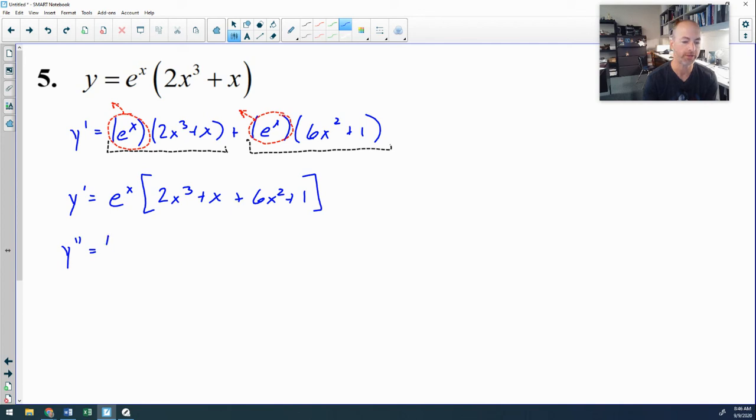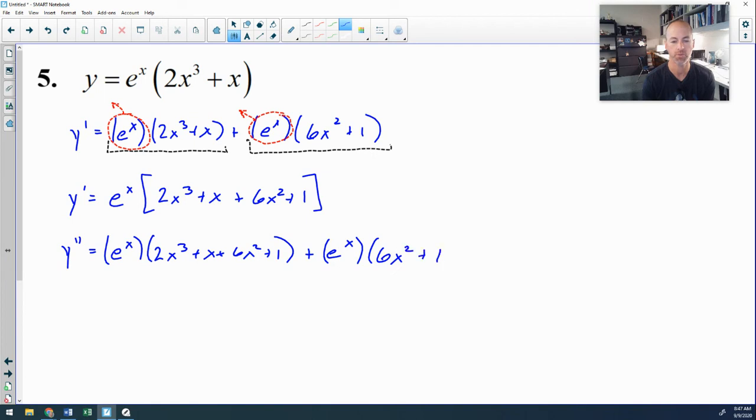So now I'm going to do the derivative of e to the x. I'm going to leave this polynomial alone, 2x cubed plus x plus 6x squared plus 1, plus now I'm leaving e to the x alone, and I will differentiate the polynomial, 6x squared plus 1 plus 12x. And there is your second derivative of this function.